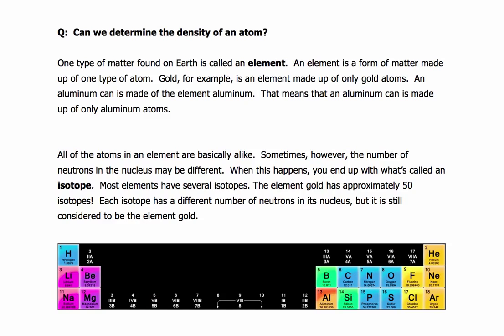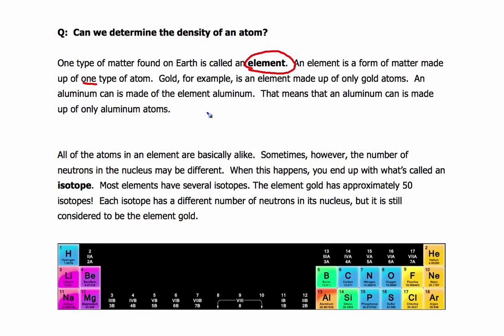So one type of matter found on Earth is called an element. An element is a form of matter made up of one type of atom. Gold, for example, is an element made up of only gold atoms. Now, that would be true as long as we're talking about pure gold. An aluminum can, if it's pure aluminum, is made up of the element aluminum. That means that an aluminum can is made up of only aluminum atoms.